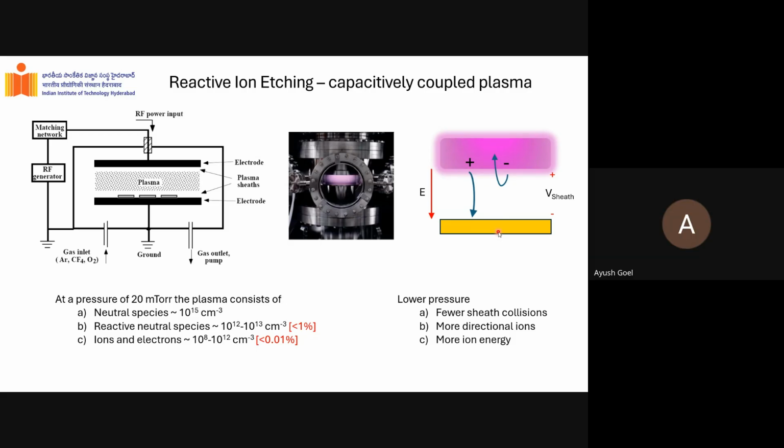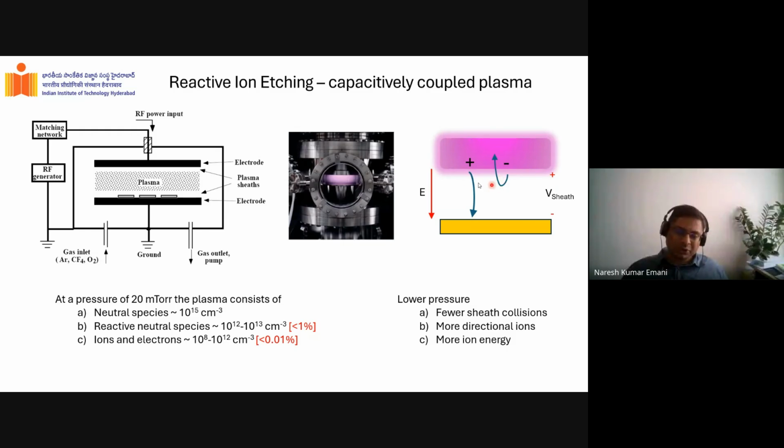Why are the negative ions going backward? Because, just to show you that there's an electric field, so it should go in the opposite direction. It cannot go in this direction. That's all it is. Okay.